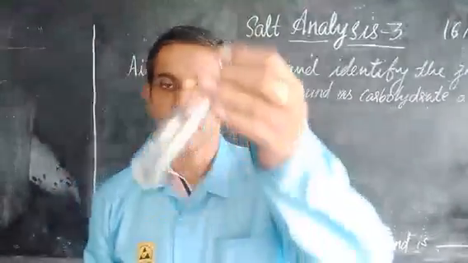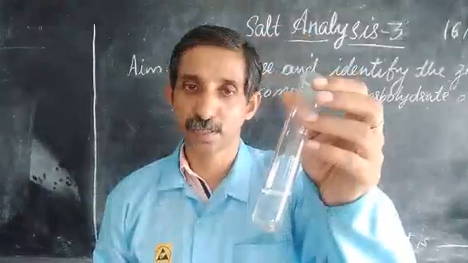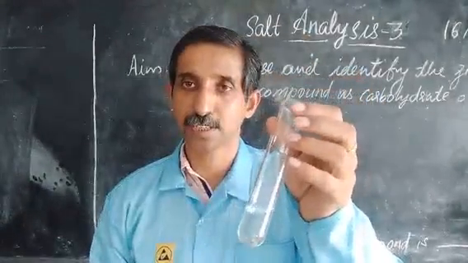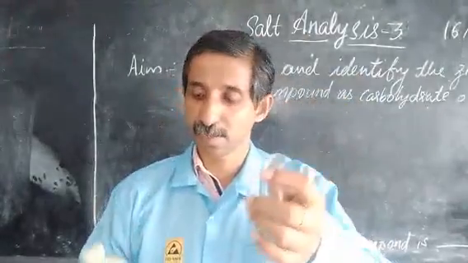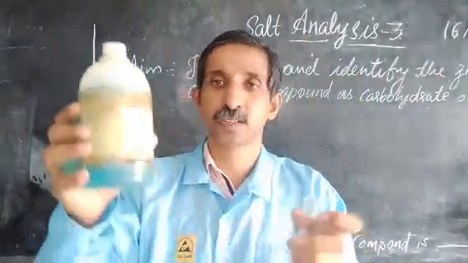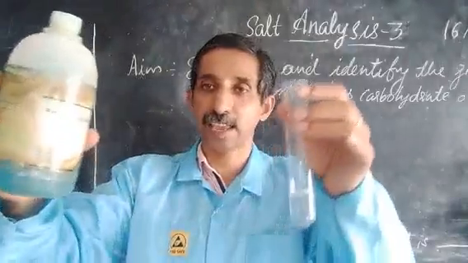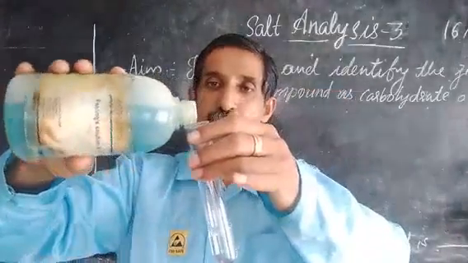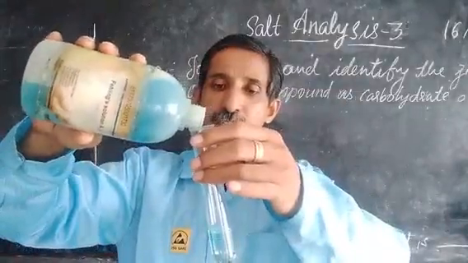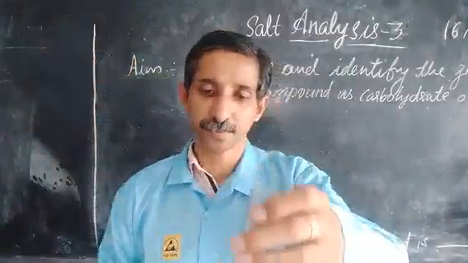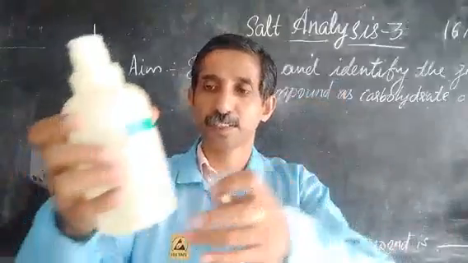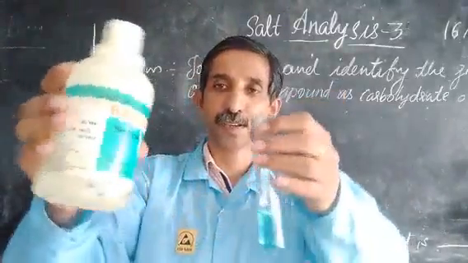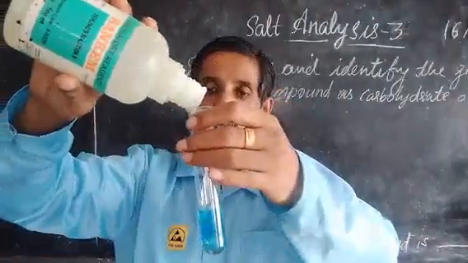So here we have the organic compound in solution form. We have to take it in the water, in the aqueous form. Then we will be adding Fehling's A. Equal quantities of Fehling's A and B are to be added. About 1 ml would be enough. 1 ml of Fehling's A is added. Now this is Fehling's B, Fehling's solution B. This is also to be added.